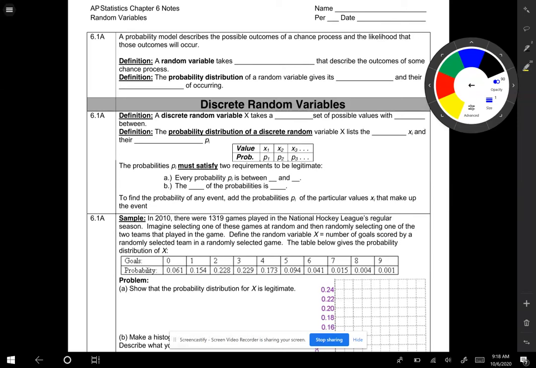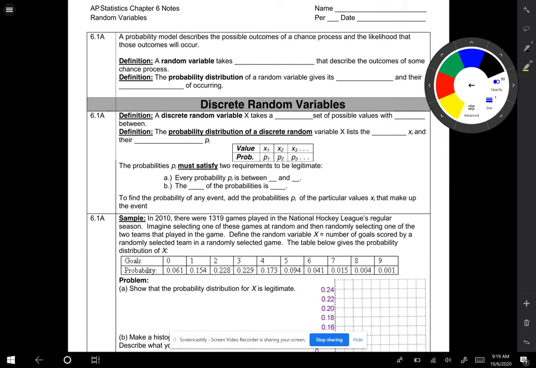Hello, Stat students. Today we will start Chapter 6 notes. Chapter 6 is our last chapter of this first semester, and we will continue talking about probability. In this chapter, we will talk about a special type of variables called random variables that deal with probability.